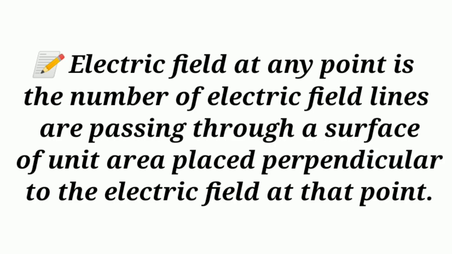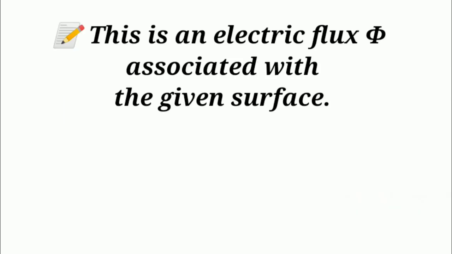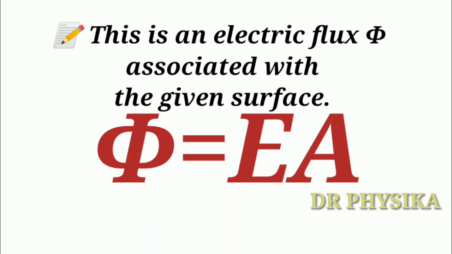Electric field can also be defined in terms of the electric field lines. Electric field at any point is the number of electric field lines passing through a surface of unit area placed perpendicular to the electric field at that point. Therefore, the number of lines passing through a surface of area A will be E into A. This is the electric flux phi associated with the given surface. Thus, electric flux, the number of lines passing through the surface, is phi equals E dot A.